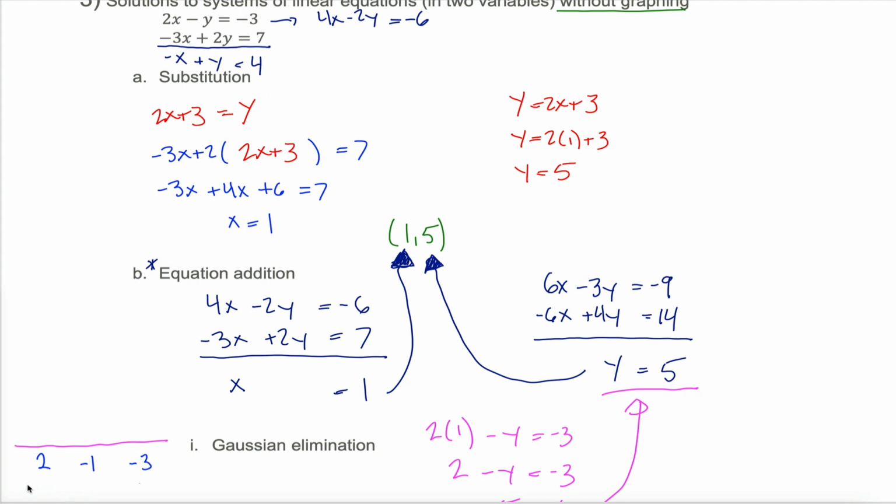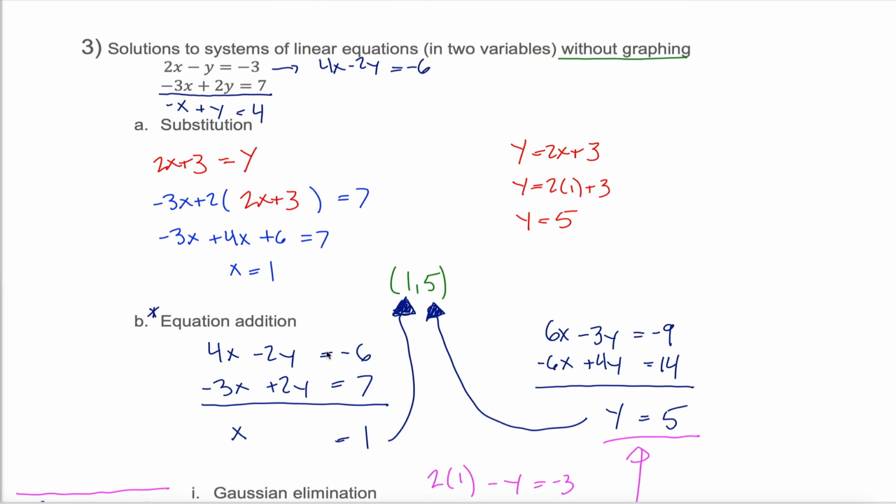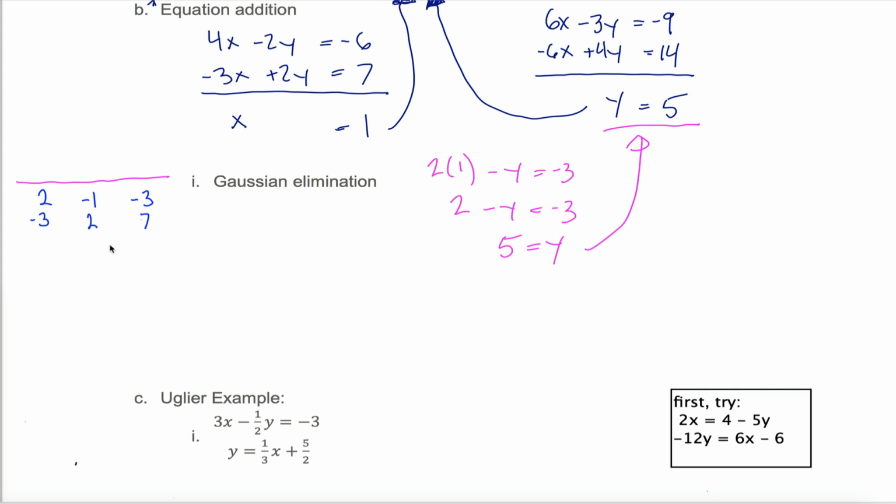And then instead of 3x, I'll write a 3 in this column where my x coefficients go. Instead of the 2y, I'll put a 2 here in this column where my y coefficients go. And then instead of the 7, I'll write a 7 right here. That creates this matrix, which is what I'm going to solve to get my solutions to the system of linear equations. So how do I solve this matrix?